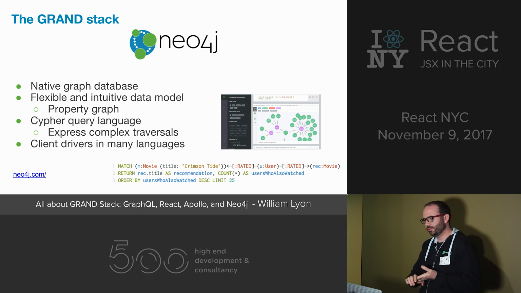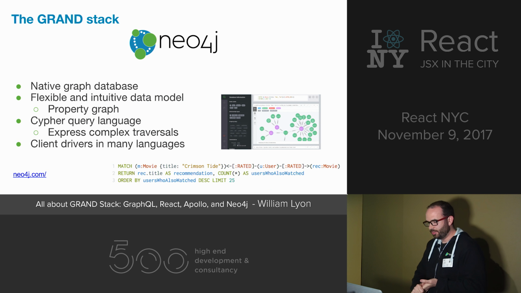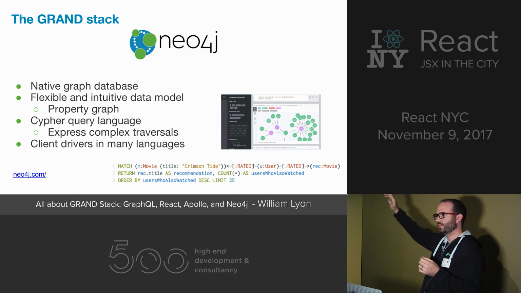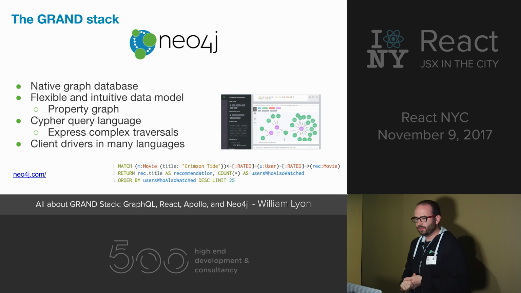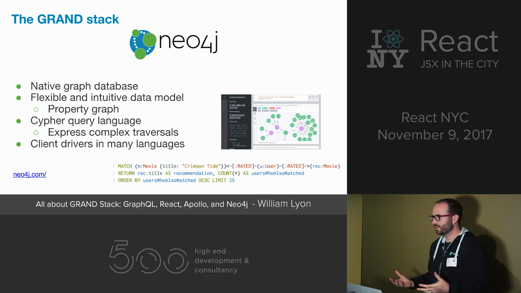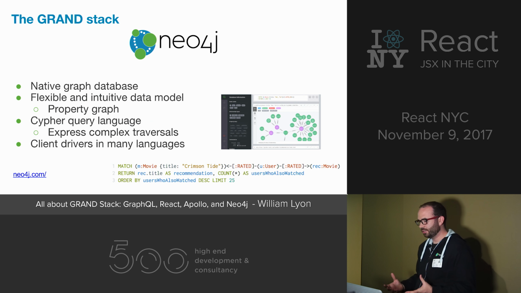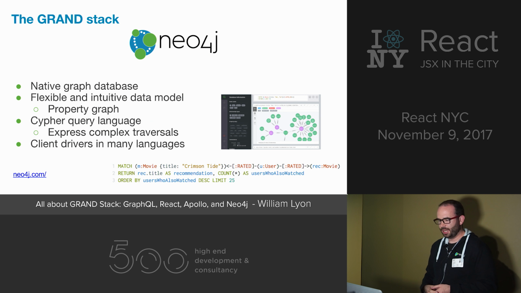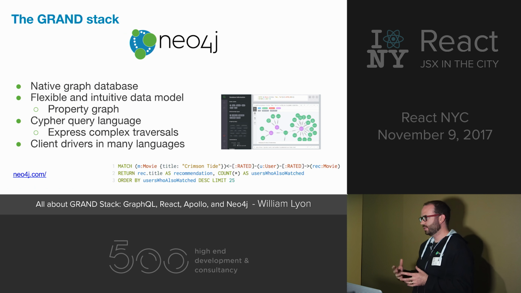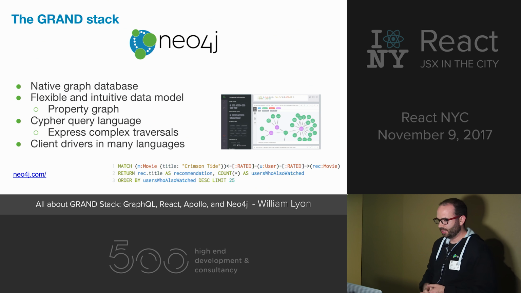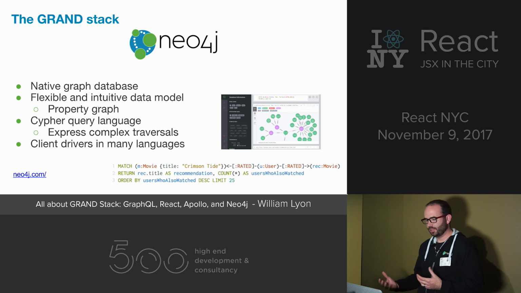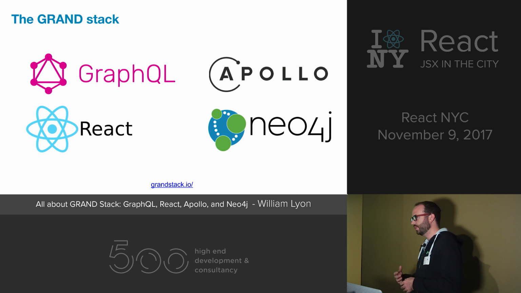And then the final component of the Grand Stack is the Neo4j database. How many people are familiar with Neo4j or have used Neo4j? Okay, a few folks. So Neo4j is a native graph database. That means we use a property graph model, which we'll take a look at. We also use a query language called Cypher, which you can think of as SQL, but for graphs. And of course, we can use client drivers in lots of different languages. In this case, we're going to use the JavaScript driver for Neo4j. Okay, so those are the individual components.